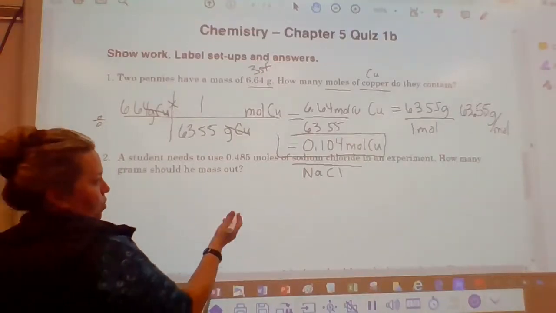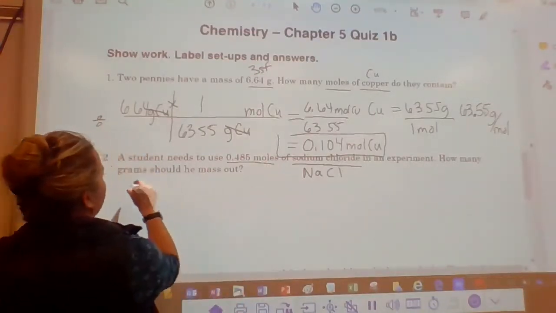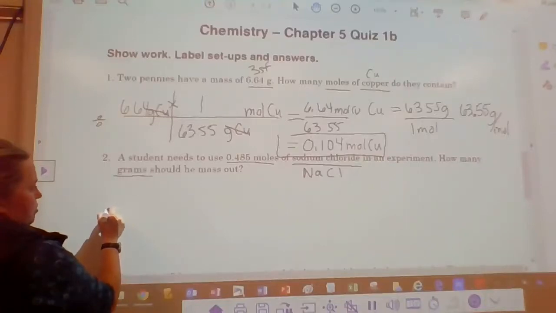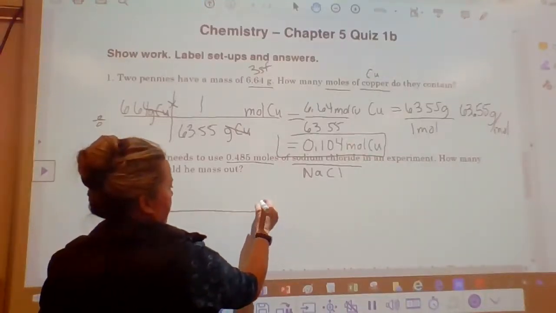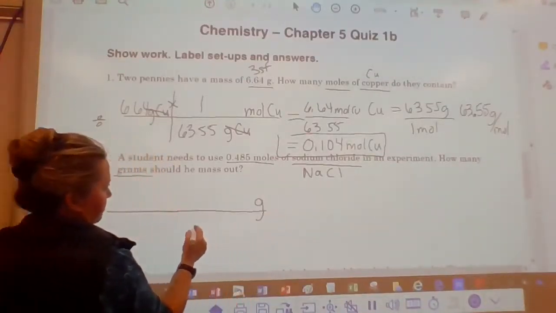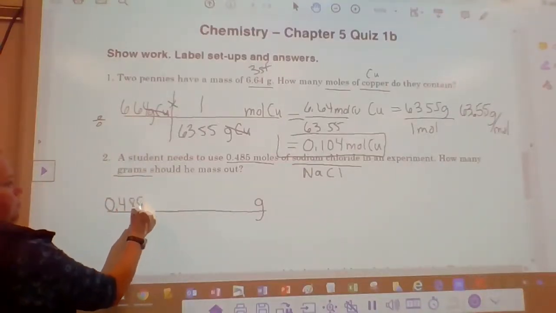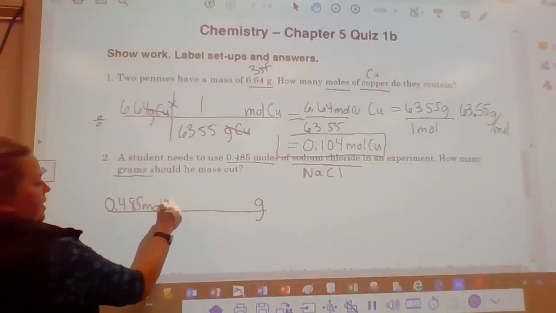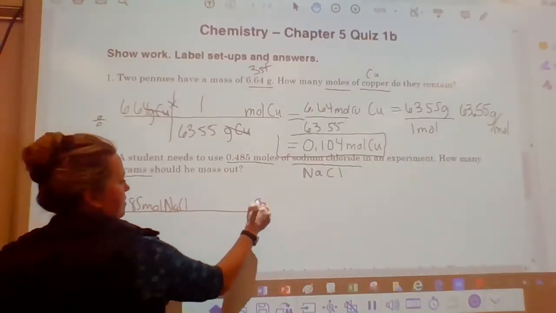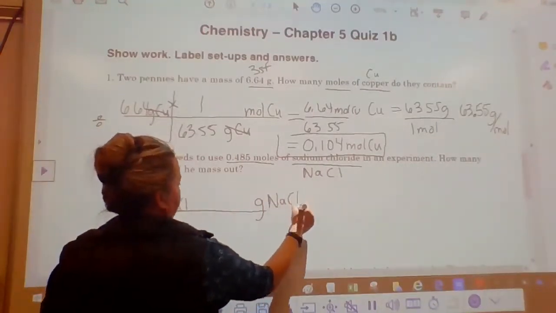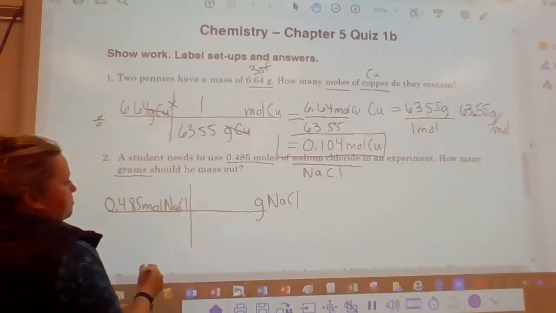I'm given moles, and I want to go to grams. So I'm going to draw a long line. I'm going to put grams here. And then I'm going to put the 0.485 moles. And again, it's of NaCl. So NaCl, NaCl. Can I get from moles to grams?